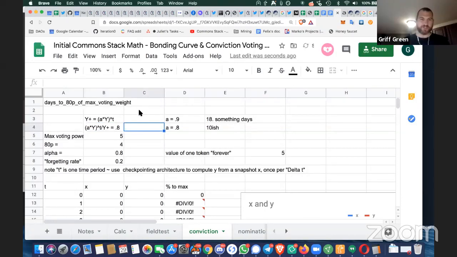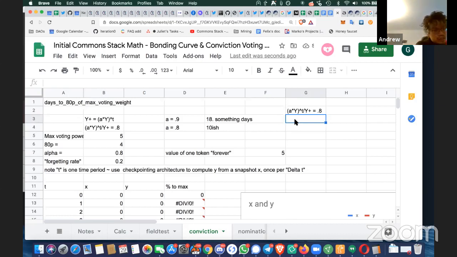Okay, so now this is the equation, and we just have to solve for t equals what? So alpha y to the t, divided by y plus equals 0.8. And so how does that log stuff work? What is the rule? I always have to look that up.